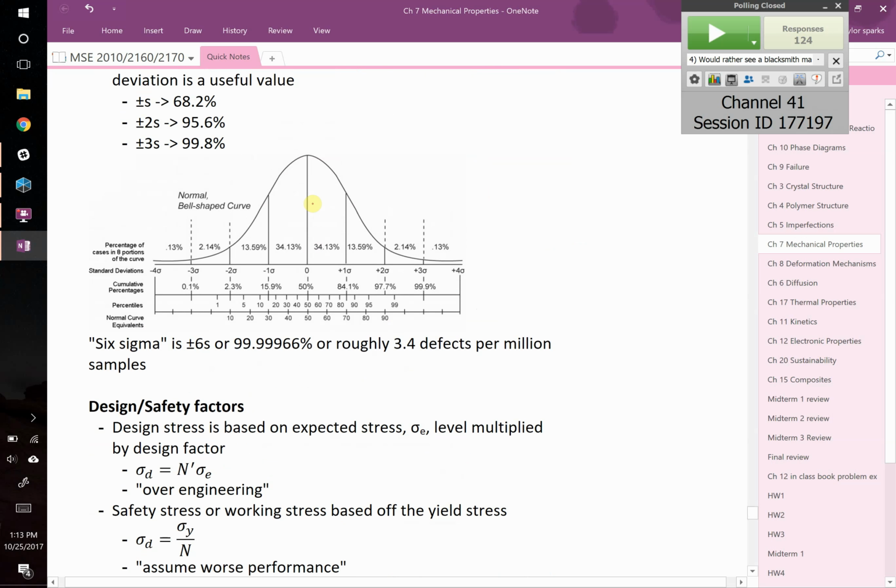So then if you go 2 standard deviations, you've now captured 95.6%, right? You're going from here all the way to there. That's 95% of your data falls within that range. 3 standard deviations, now you're at 99.8%. So because of this, there's been something that's called 6 sigma.